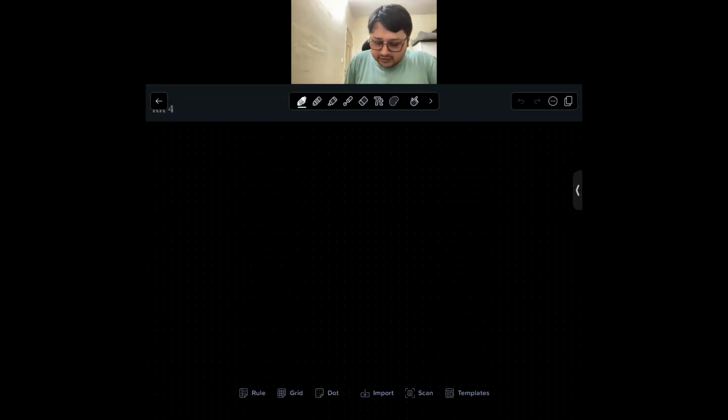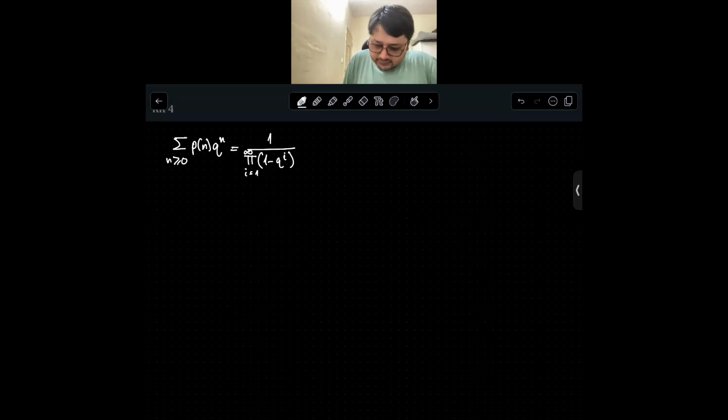So if you recall, we had this one variable generating function where the variable was q, which kept track of the number of which we are looking at the partition of, right? So this was given by this infinite product, and we had this very shorthand notation to write such infinite products. Okay, so this was our one variable generating function for normal partitions.